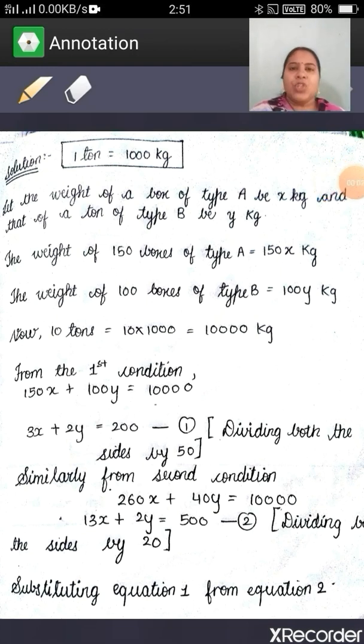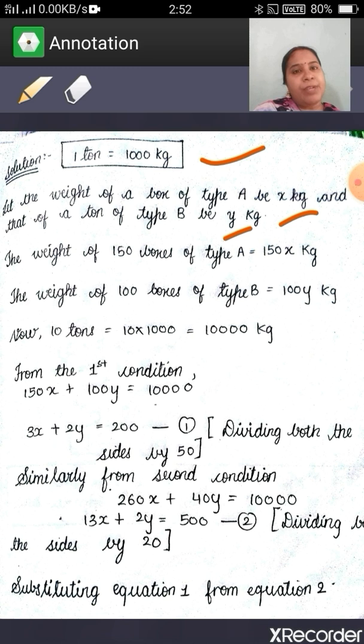See here, I have solved it for you. As I have told you, the important step in this is that I am going to convert the given quantity, that is ton, into kgs. So the conversion is 1 ton is equal to 1000 kgs. Remaining all the steps are the same as we have done. The assumption at the first step is: let the weight of a box of type A be x kgs. Instead of ton, now I am assuming it as x kgs. And that of type B be y kgs. So here also, instead of y ton, I am assuming it as y kg.